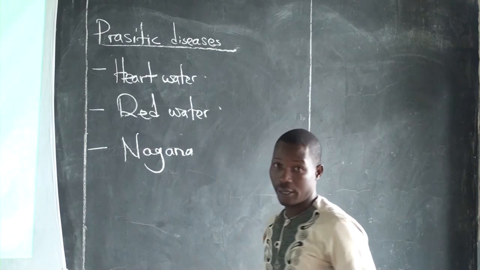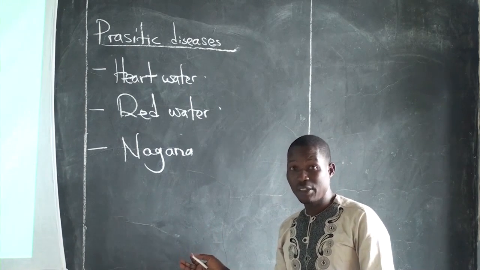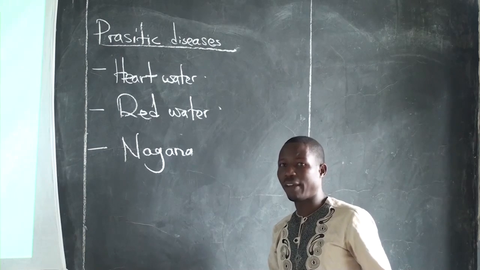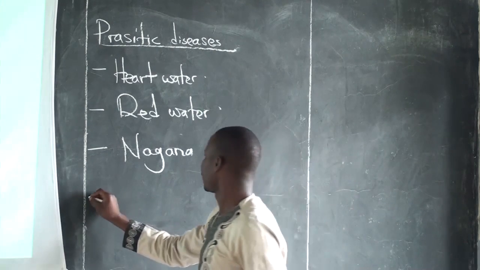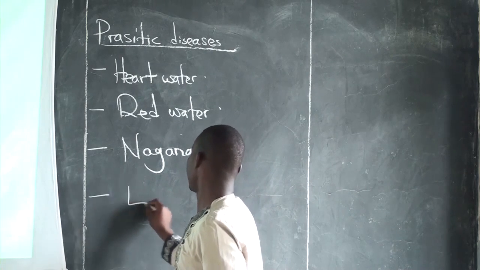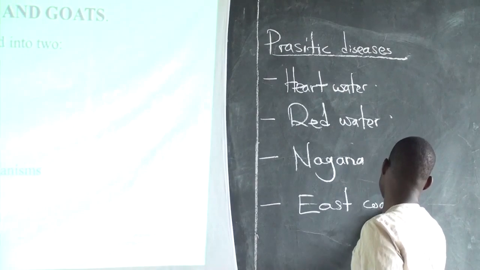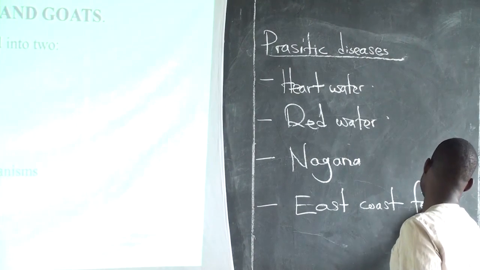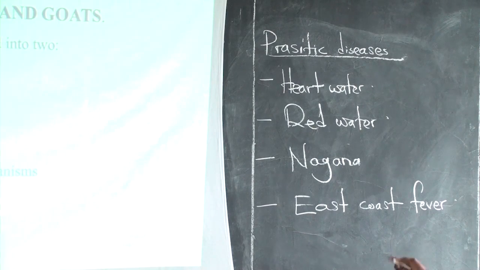Nagana is also a parasitic disease spread by vectors like tsetse flies. Then you can look at East Coast fever. East Coast fever is spread by ticks.